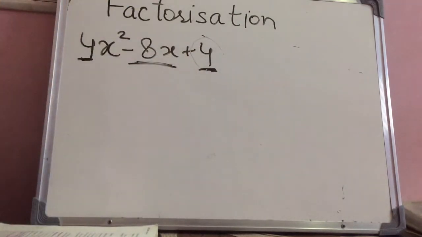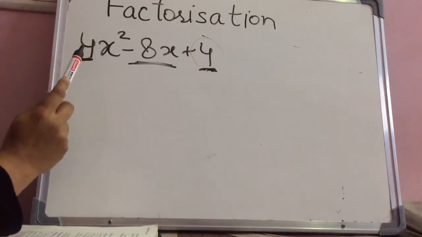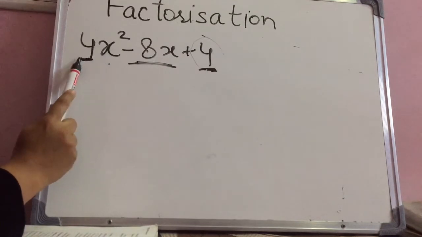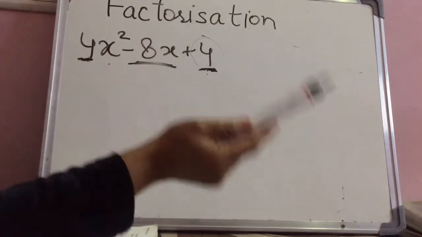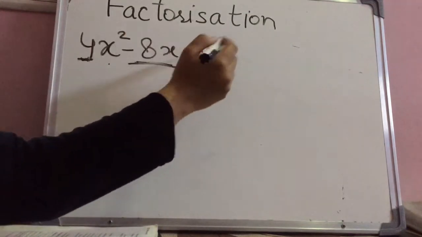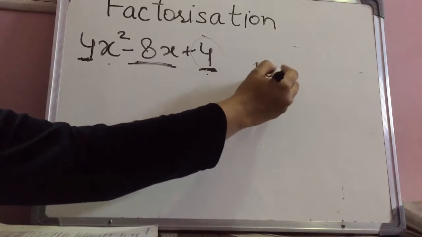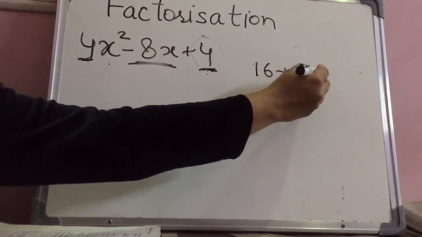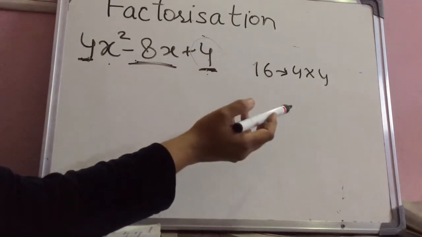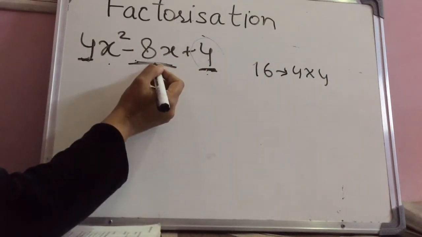Now if in the question we have the coefficient of the first term also, that is, we have the coefficient of x square also, then we will multiply it with the constant term and then we'll do the same we did earlier, right? We'll multiply it and make it 16. Now factors of 16 will be again 4 into 4. So we have minus 8. We can use minus 4 and minus 4 to split this term.